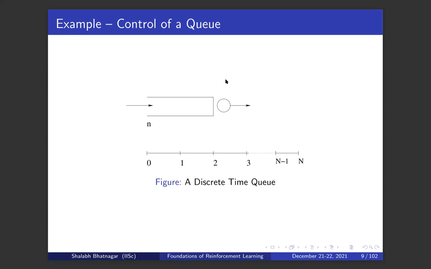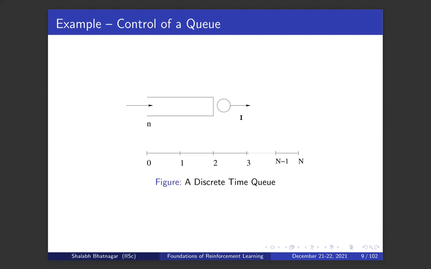So next, I'll give you a quick example of control of a queue. I told you earlier that I am taking some of this material from Bertsekas's volumes. This is, I think, volume 1 or 2. I don't remember. I think probably volume 1.